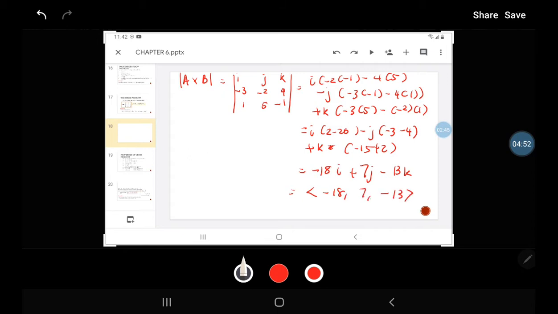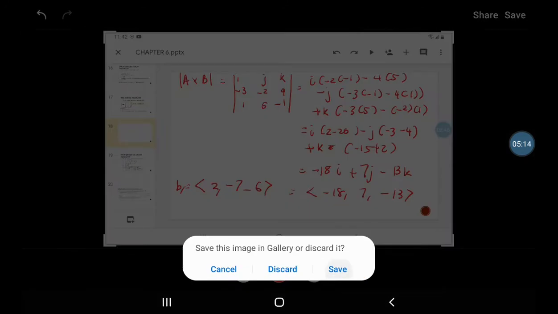Okay, so that's all for example A. For example B, I want you to try to do this on your own. The answer should be 2, minus 7 and minus 6. Okay, so now let's move on to the next slides.